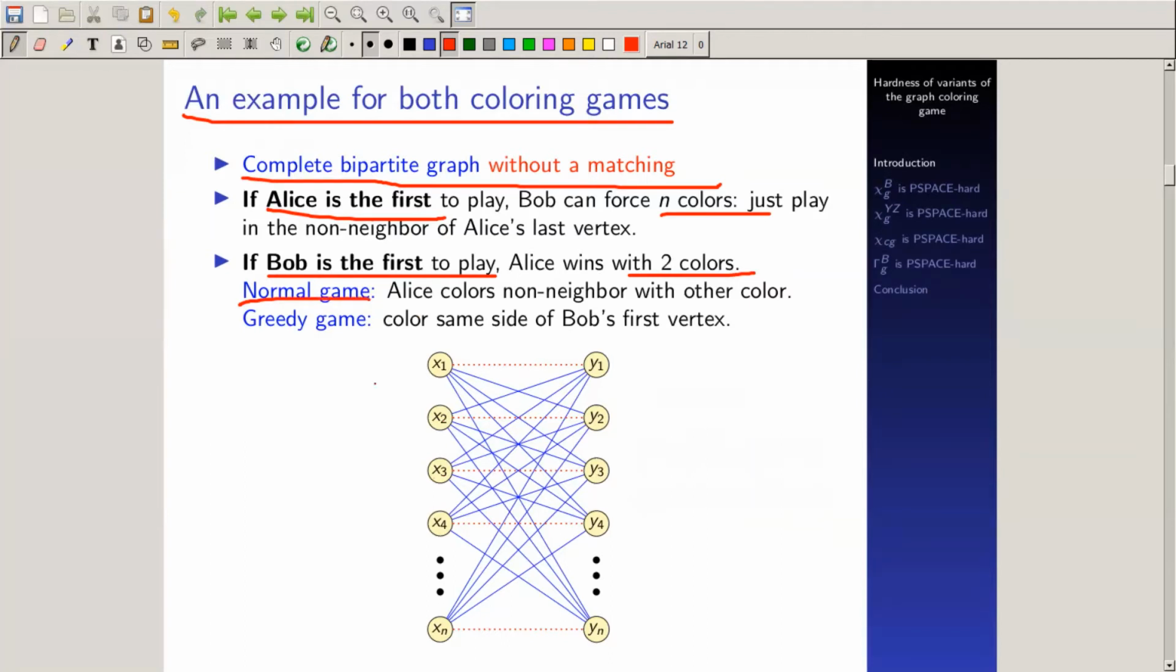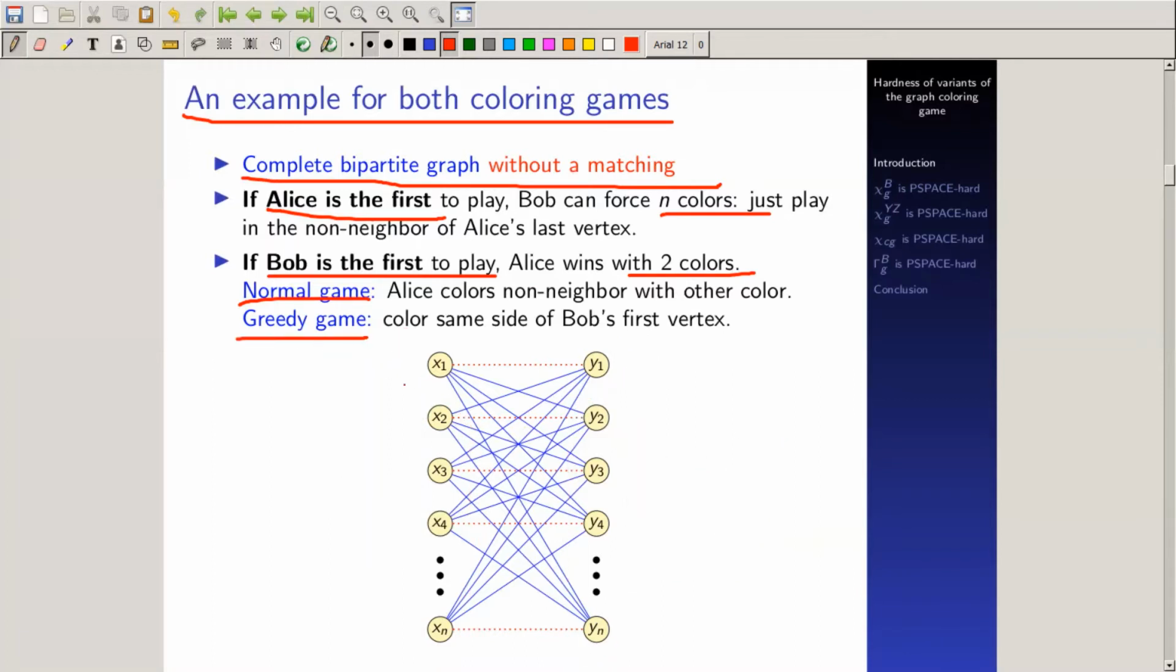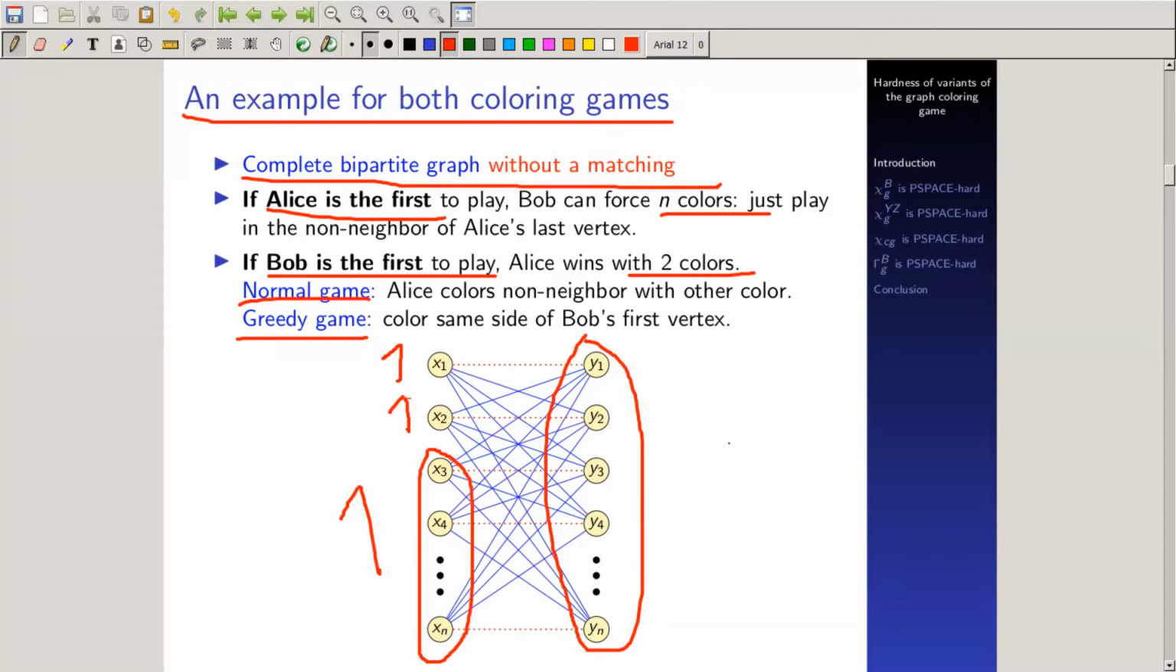In the normal game, if Bob colors 1 here, Alice colors 2 here. Then color 2 cannot be used here, color 1 cannot be used here, and then all these vertices will receive color 1, all these vertices will receive color 2. In the greedy game, if Bob colors 1 here, Alice cannot color 2 here since it's a greedy coloring, but Alice can color 1 here. So color 1 cannot be used here. Since this is a greedy coloring, all these vertices will receive 1, and all these vertices will receive 2.